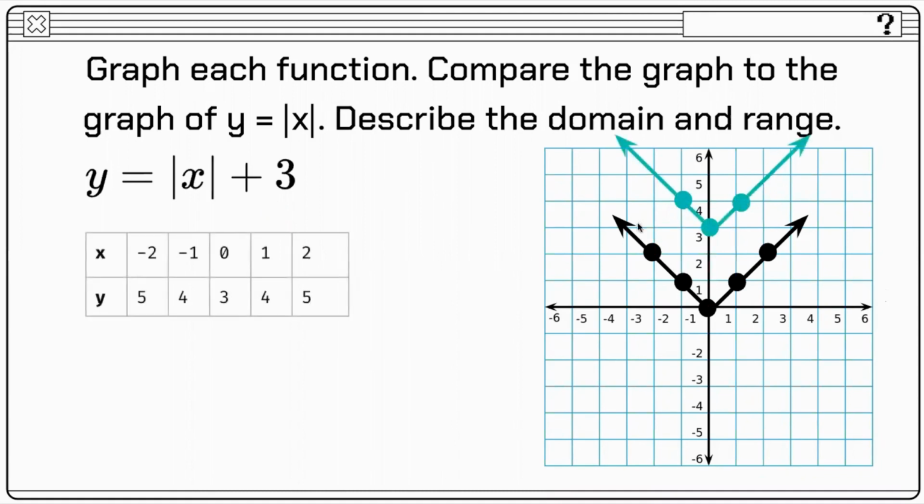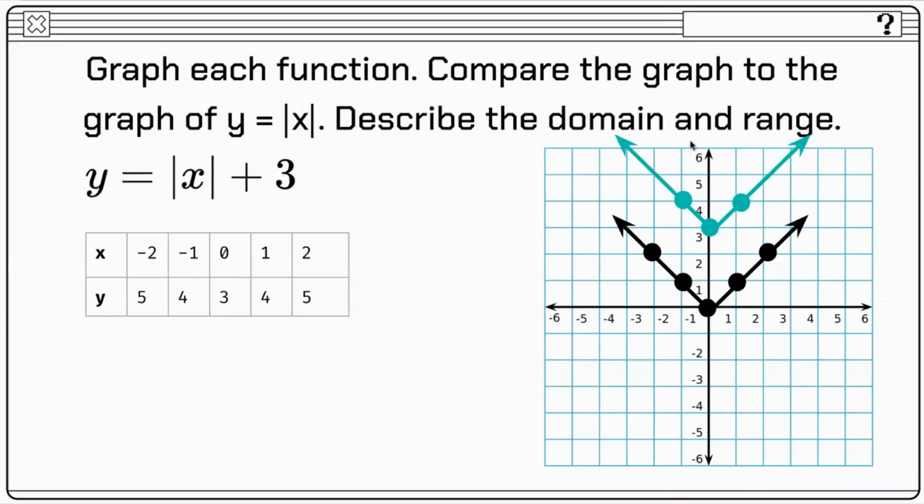Now, alternatively, you could go ahead and do a table of values. So you can just plug in the standard set of -2, -1, 0, 1, 2 for your x values. And if you were to do that, you would have -2 in for your x value. The absolute value of -2 is +2, and then +3 would give you 5. And you can go ahead and do that for all your points until you get a good set of ordered pairs to plot. So those are 2 ways you can go about graphing absolute value functions, but it's all up to whatever you prefer.